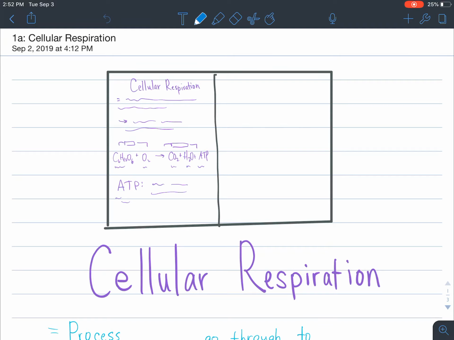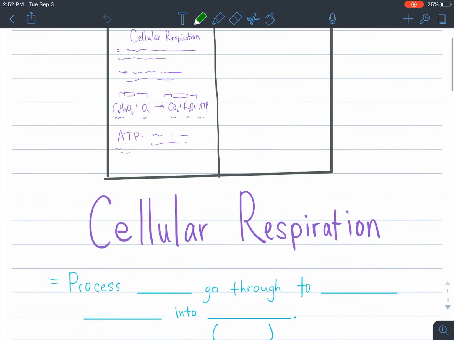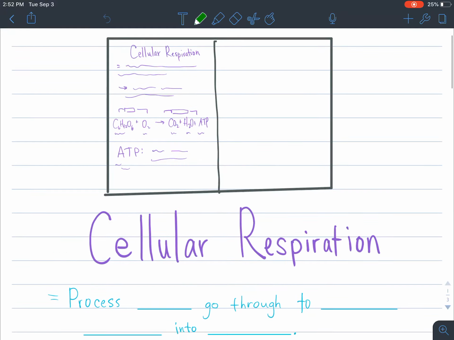I want to teach you about cellular respiration. So that's what we're going to title our page. Cellular respiration. All right, let's learn about it. So you can see that we're going to define it, we're going to do a chemical formula, and we're going to define what ATP is.